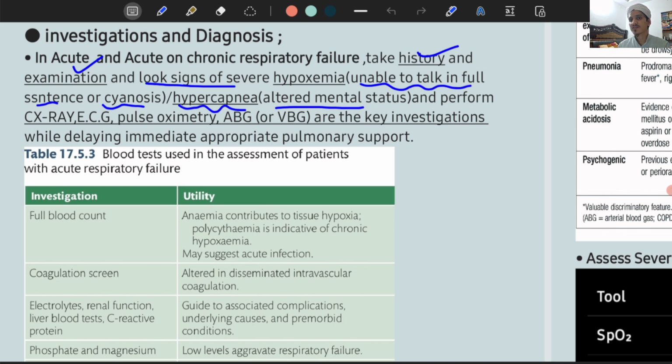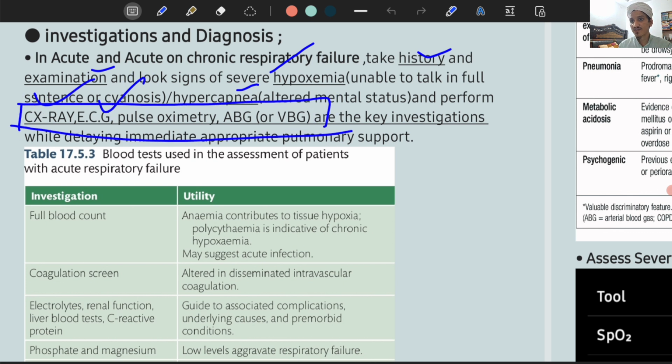But in cases when there is only hypoxemia, just by giving high oxygen saturation by non-rebreathing masks or oxygen masks, you can stabilize the patient. You will observe the patient for signs of hypoxemia and signs of hypercapnia, whether the patient's mental status is altering or not, and immediately you will perform three key investigations: chest X-ray, ECG after stabilization of the patient, and ABG, which you can do at that time only. ABG ideally; if not possible, VBG you can do.